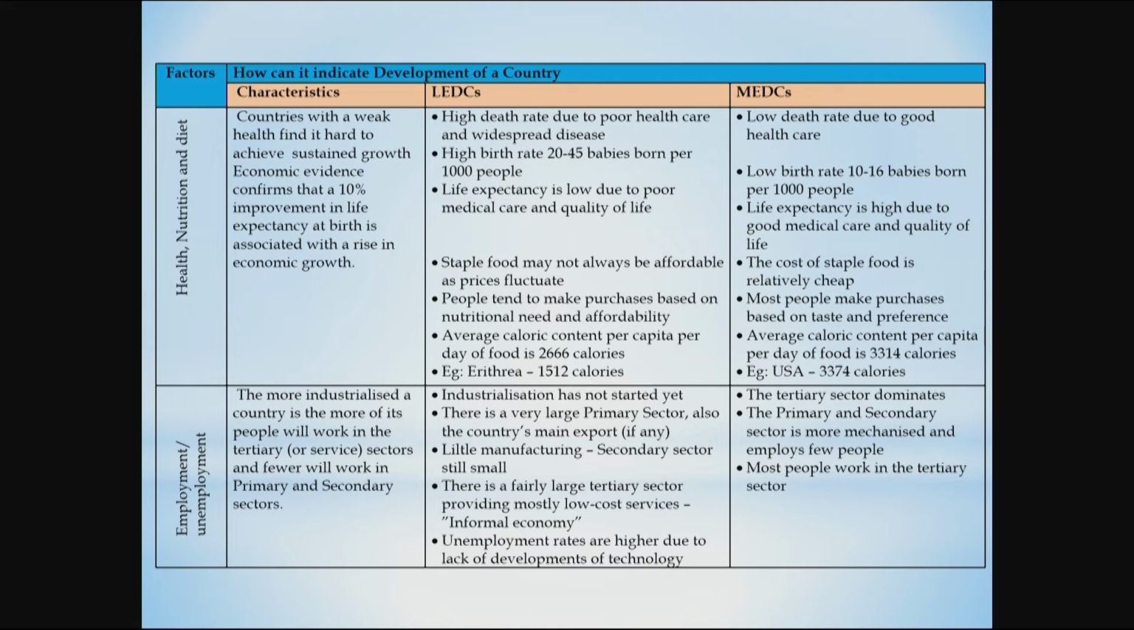In LEDCs, we see a high birth rate, 20 to 45 babies born per 1,000 people per year, whereas in MEDCs we see a low birth rate, 10 to 16 babies born per 1,000 per year. Life expectancy is low in LEDCs due to poor medical care and quality of life, whereas in MEDCs life expectancy is high due to good medical care and quality of life. So that improvement in life expectancy will tend to be with the MEDCs.